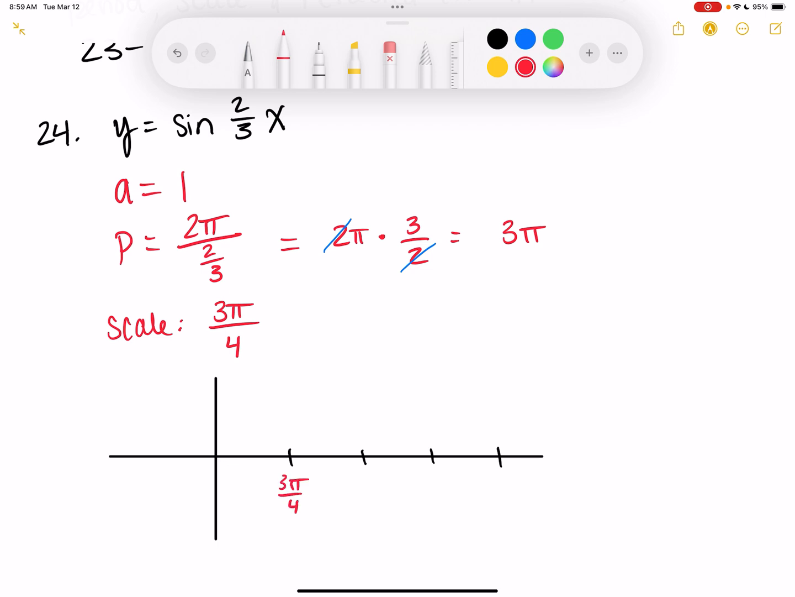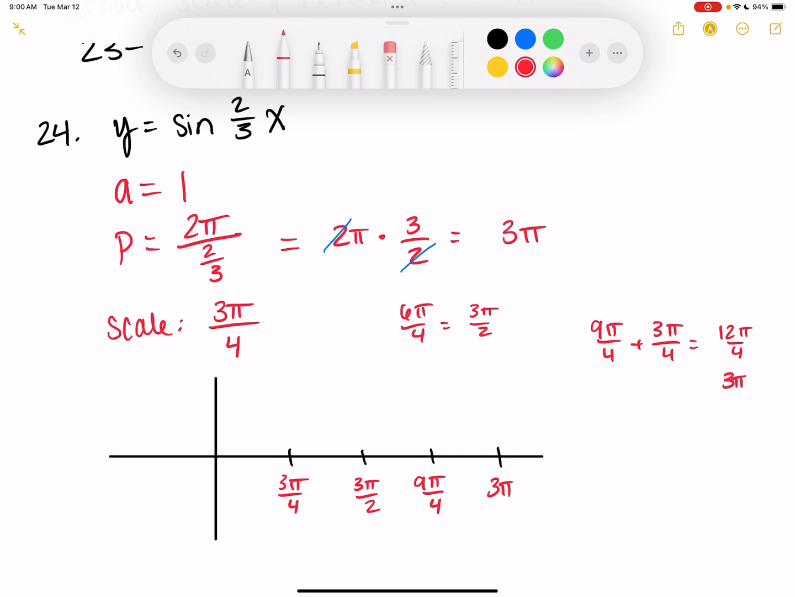I need to add 3 pi over 4, so that's going to be 6 pi over 4, which if it reduces, you should reduce it. So 6 pi over 4 would be 3 pi over 2. Then add another 3 pi over 4, so that would be 9 pi over 4. And then add another 3 pi over 4, would be 12 pi over 4, which reduces to 3 pi. So whatever your period is, you always will know that your last mark has to be that number. If it's not, then something's wrong.